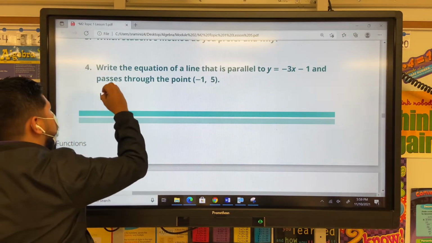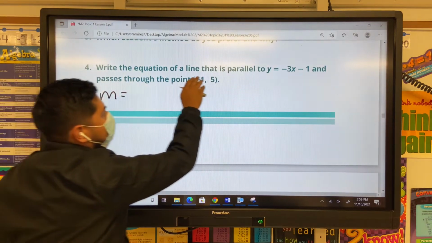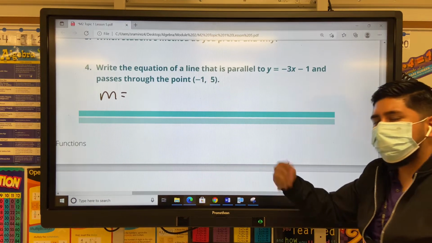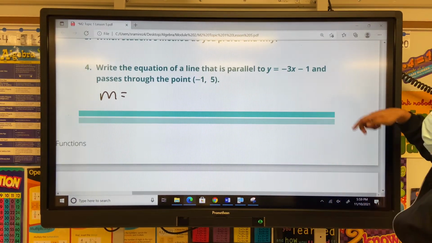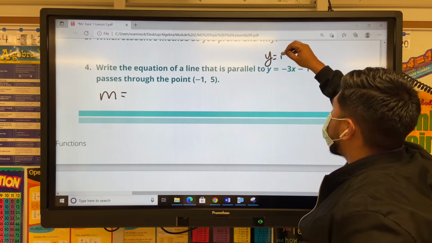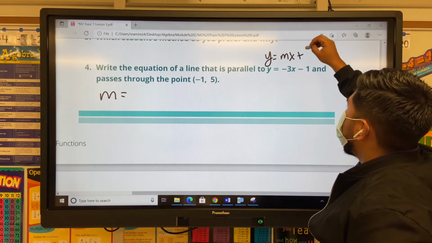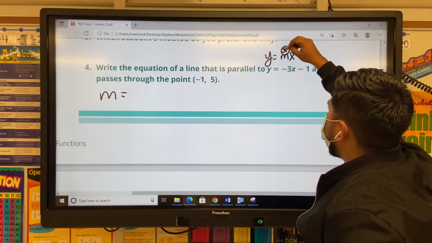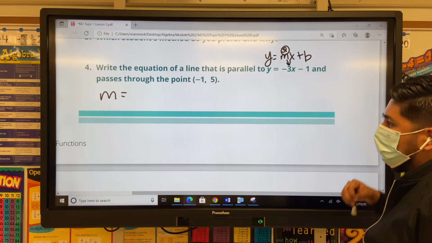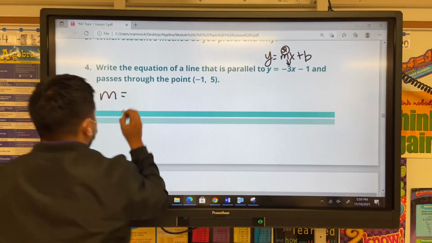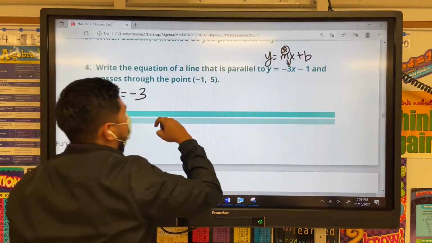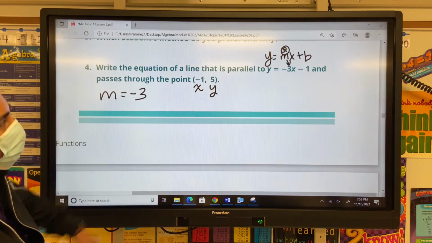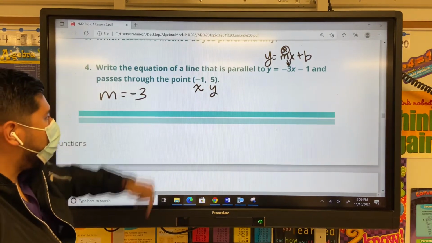First things first, I need a slope. Write the equation of the line that is parallel to there. We know parallel slopes, they never intersect, so I need to know the slope. Recognize y equals mx plus b. M is slope right here. Tells me it's -3. Write it down. -3. I have a coordinate x and y. And I'm going to use slope-intercept form to solve.